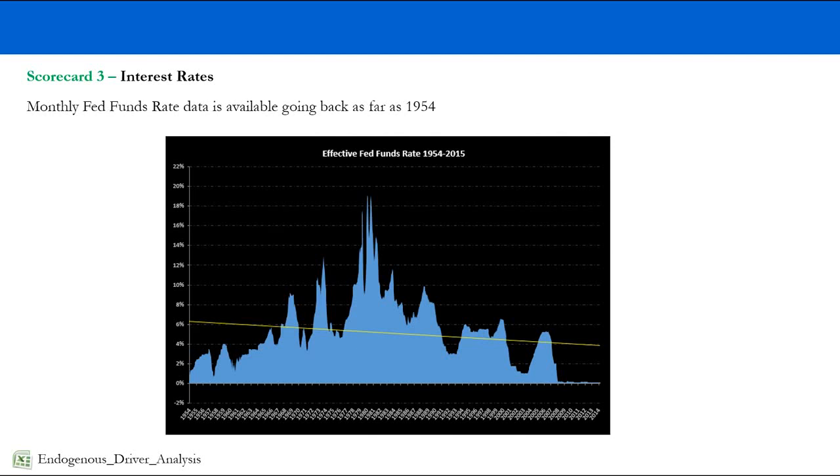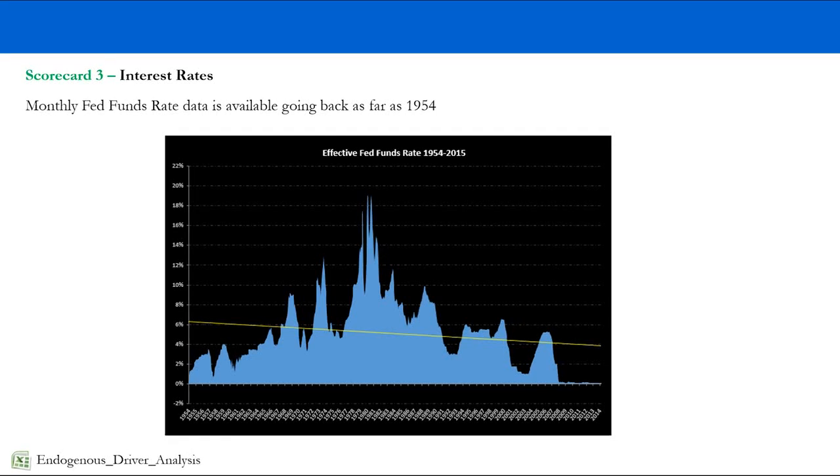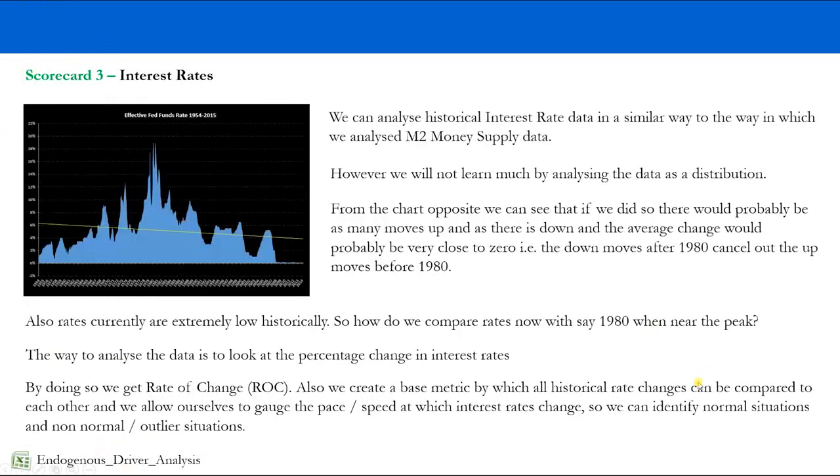Now what we're going to do here is move over to the endogenous driver analysis again, and go into the interest rate tab and take a look at the monthly Fed funds rate data, which is available at the URL we pointed to, going back as far as 1954. However, before we go over to the spreadsheet again, we've got to first understand how we're actually going to analyze this data.